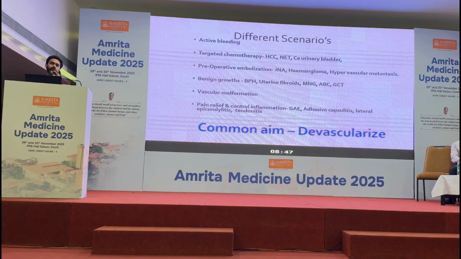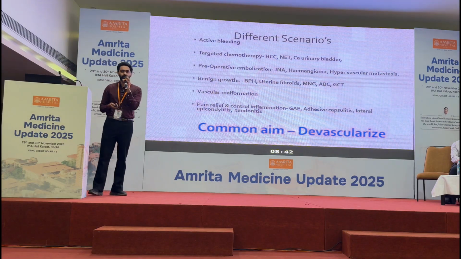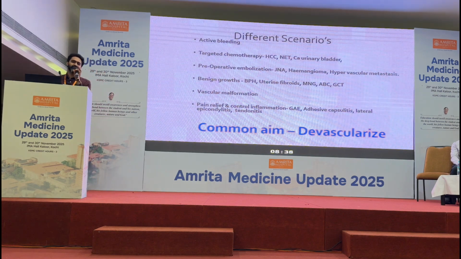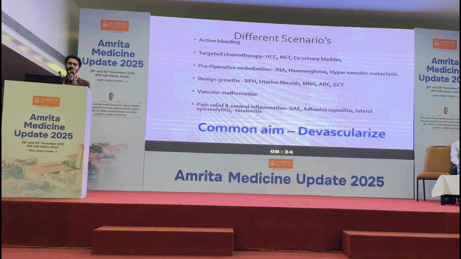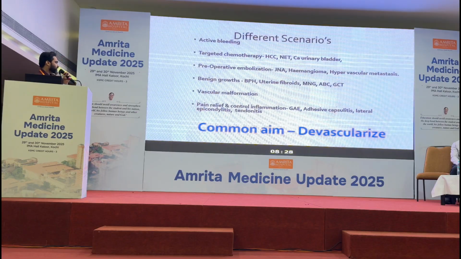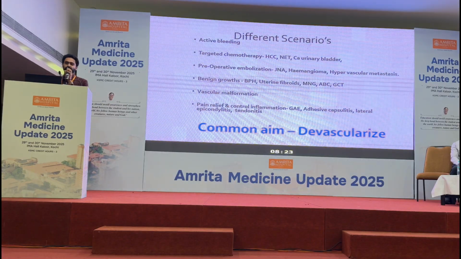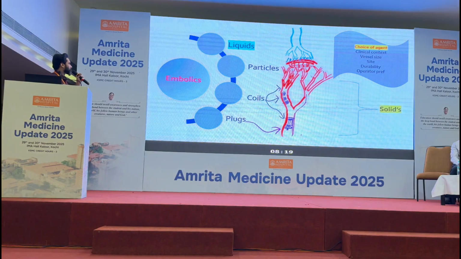Suppose there is a vertebral body hemangioma with a large paravertebral component which is compressing on the dura. The surgeon might be going to operate, so that he has a bloodless field. The day before the surgery, we get the patient, we embolize it, we cut off the blood supply so that next day the surgeon has a bloodless field. We also do embolization to relieve pain, for example, in osteoarthritis, in adhesive capsulitis, etc.